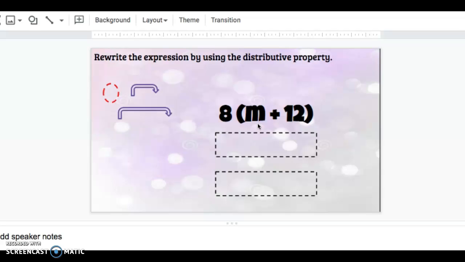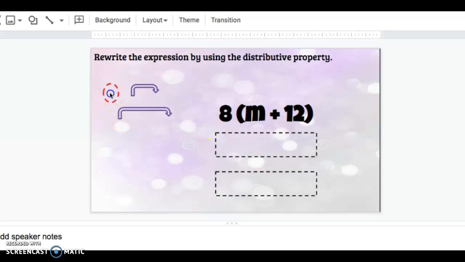When we have a letter in our math problems, it's the unknown. We don't know what it equals. We don't know what it means. We just know that it's representing a number of some sort. So we call that a variable. But that does not change how we solve distributive property problems.